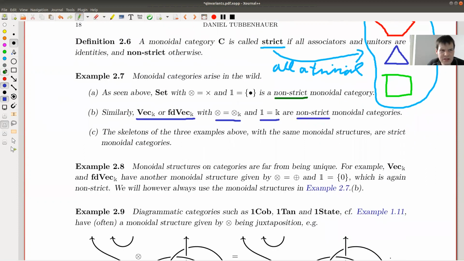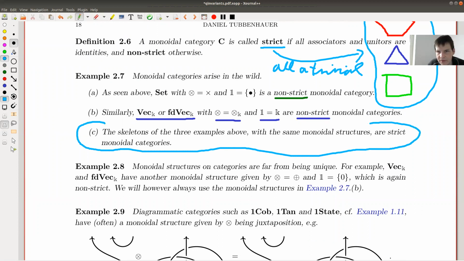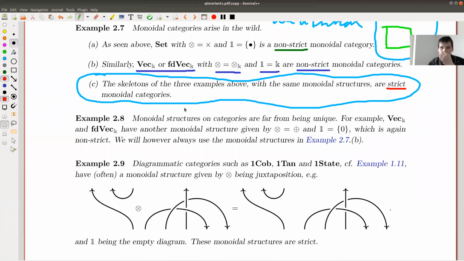And some funny observation is, if you go to the skeletons, I would like you to think about it maybe for a second. But if you go to the skeletons, then with the same monoidal structures, all of them are strict. Right? This is a really nice example, but let's go to this one for a second.